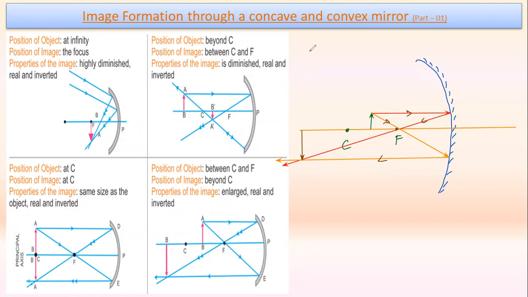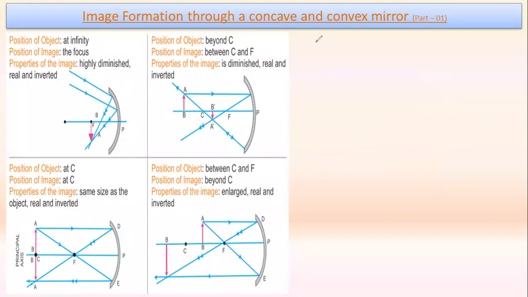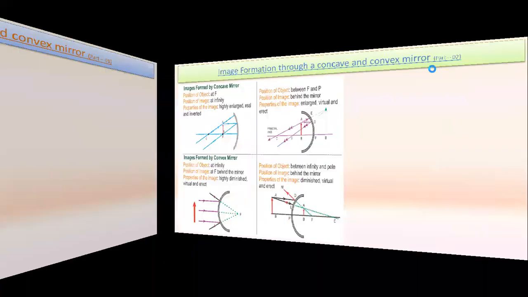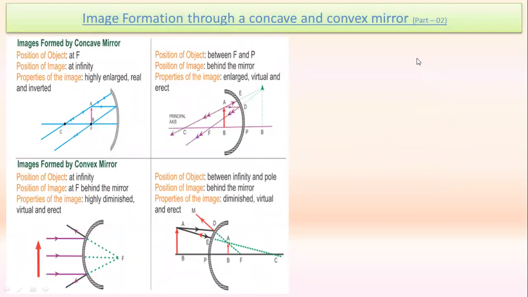ठीक है? तो ये थे पहले 4 images which can be formed by a concave mirror. Then we are moving to the last 2 images of a concave mirror. Sorry, yes, Sneha, say. बोलो सर.